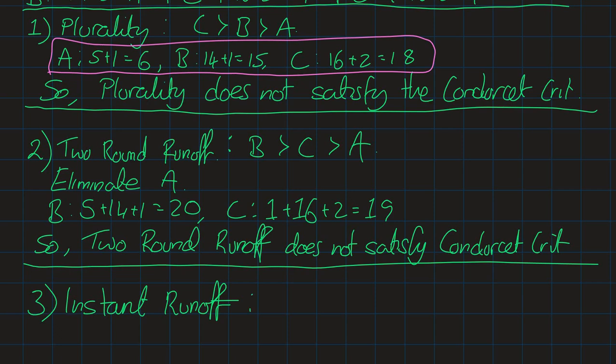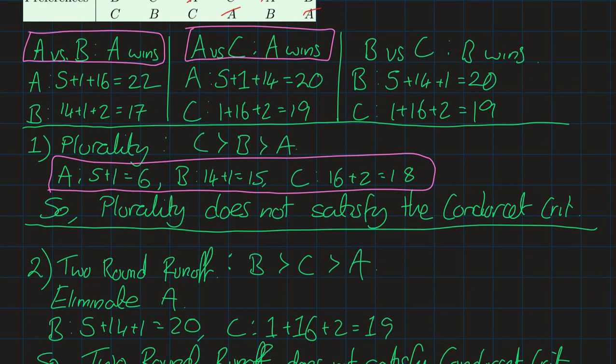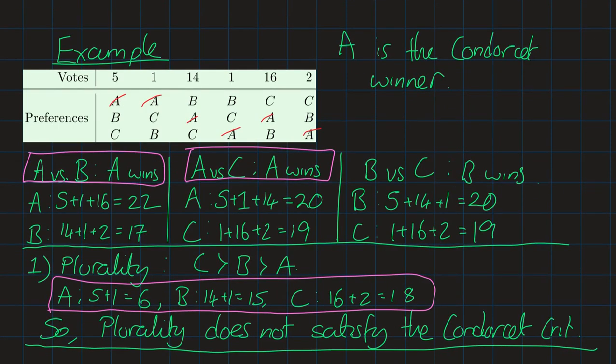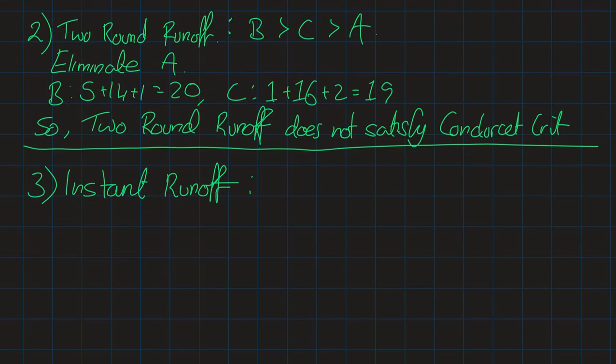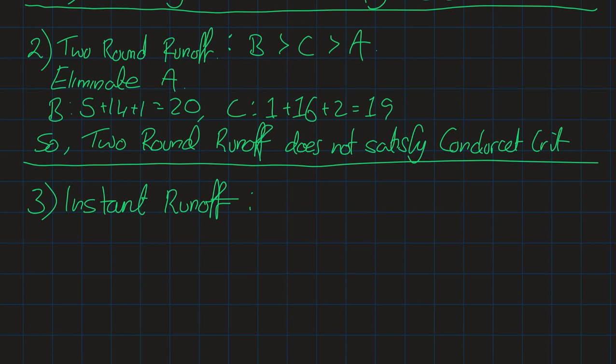Okay. Well, I don't actually need to do any extra work now because there are only 3 alternatives in this election. And when you have only 3 alternatives, the instant runoff is exactly the same as the 2-round runoff. So I know that the answer is going to be the exact same as the 2-round runoff right up here.